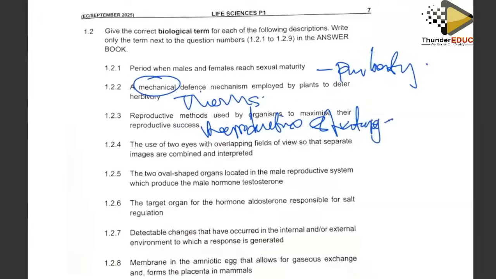Strategy. Yes. And they're saying the use of two eyes with overlapping fields of view, so that separate images are combined and interpreted. We call this binocular, by, which means two. Binocular vision, the eyes. Binocular vision.